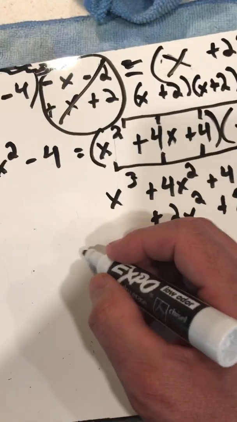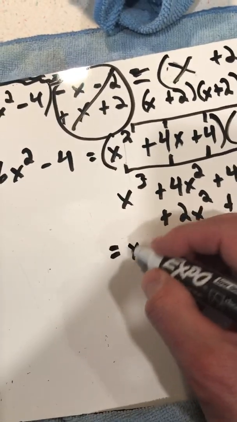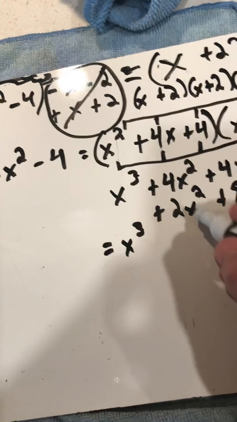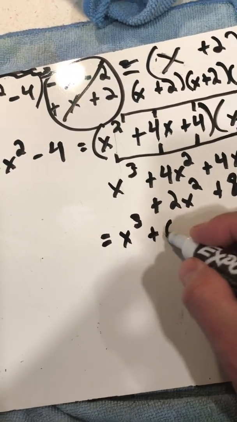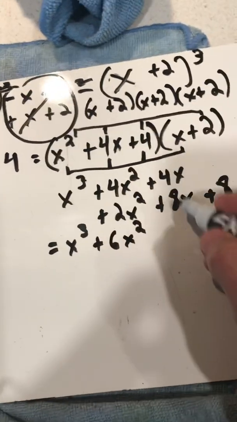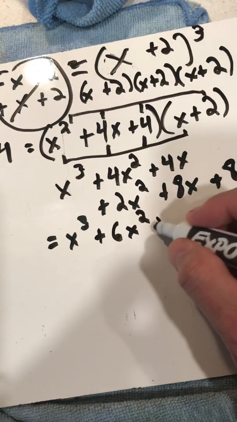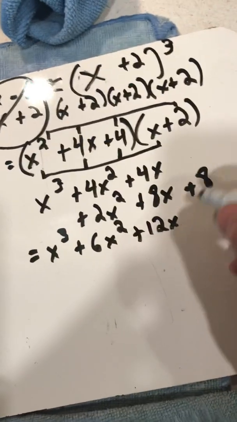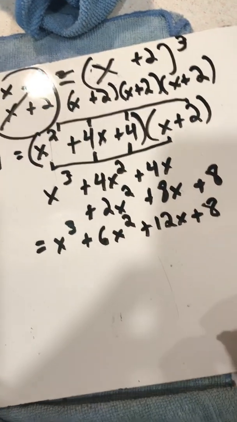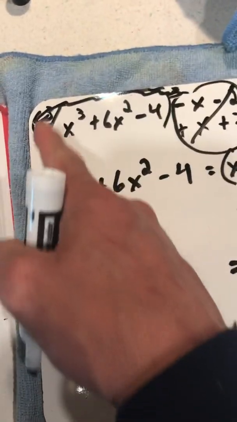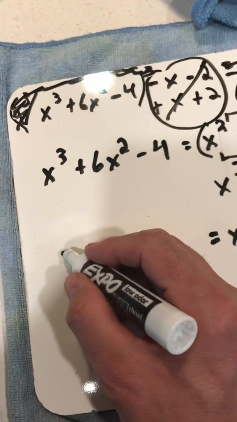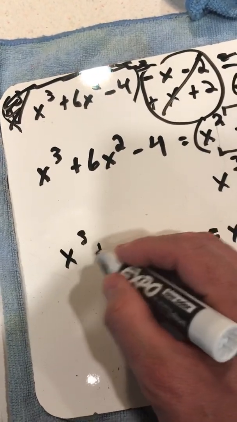So let's add those up. We have x cubed plus 6x squared plus 12x plus 8. Okay? This left-hand side, the only thing that changed is we got rid of the cubed root by cubing it. So that what's left under there is still there.